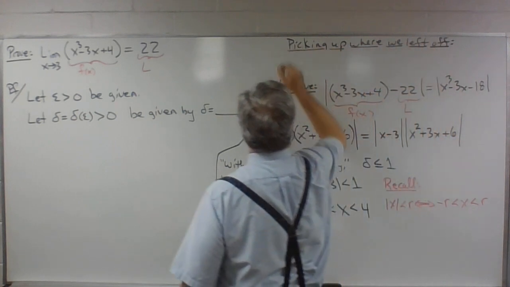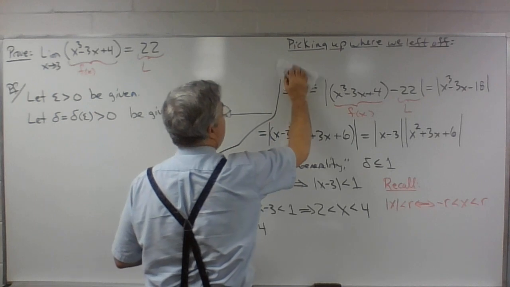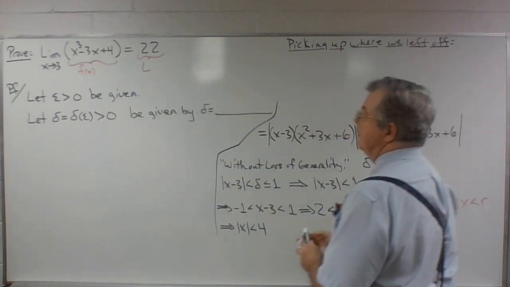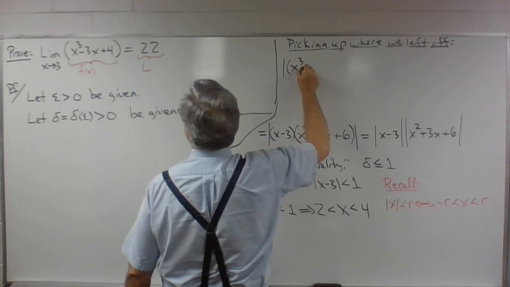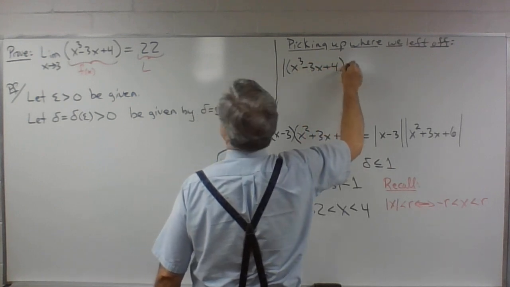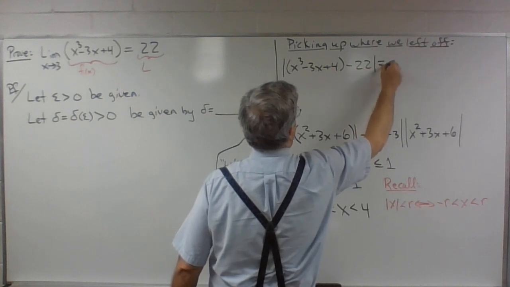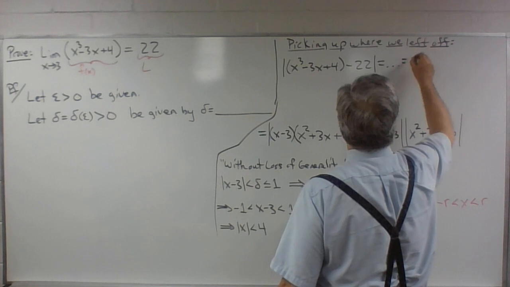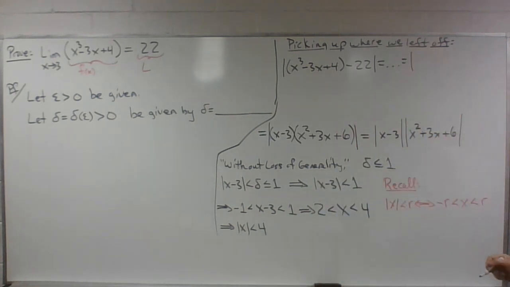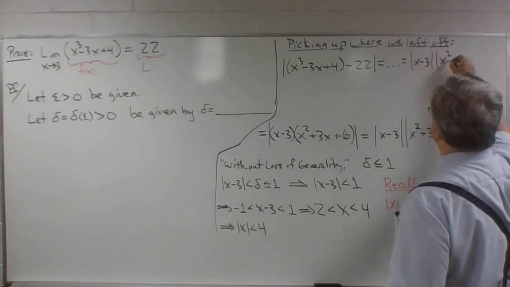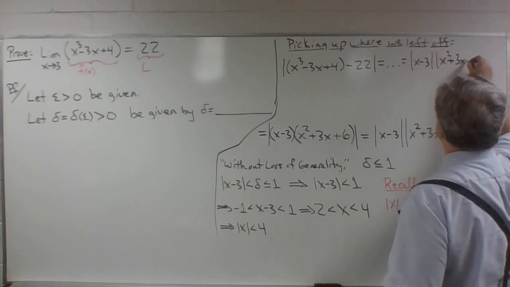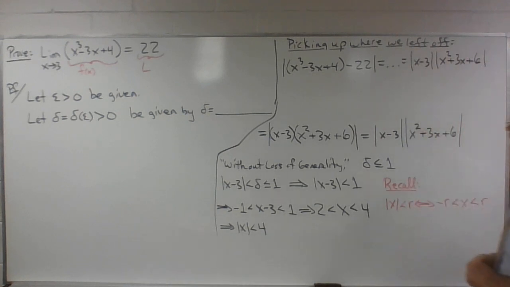So we pick up where we left off. And let's see what we had. We had f of x minus L, right? So we had absolute value of f of x, and we made it all the way to this spot right here. Absolute value of x minus 3 and absolute value of x squared plus 3x plus 6. And that's when I hit the chicken switch and said, I don't know what to do next.